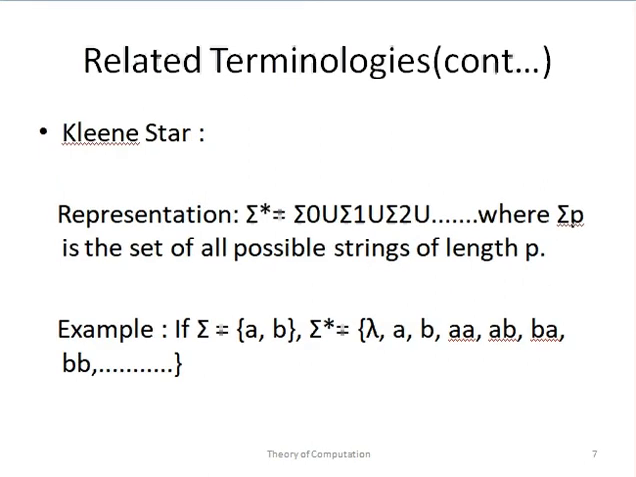Next is Kleene star. The Kleene star, denoted by sigma Kleene star, is a unary operator on a set of symbols or strings sigma that gives the infinite set of all possible strings of all possible lengths over sigma, including lambda or epsilon. Here, you can understand by the given example, we have included in sigma Kleene star, the empty string lambda or epsilon along with all possible strings, that is A, B, AA, AB, BA and BB.